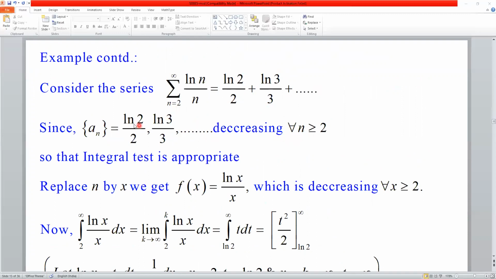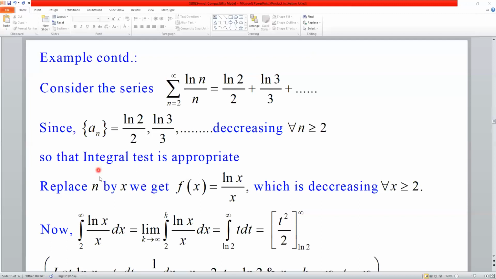So this sequence is a decreasing sequence for all n greater than or equal to 2, because you can observe that 2 is greater than log 2, and 3 is greater than log 3. So this sequence goes on decreasing. If the sequence is a decreasing sequence, definitely we can apply the integral test.